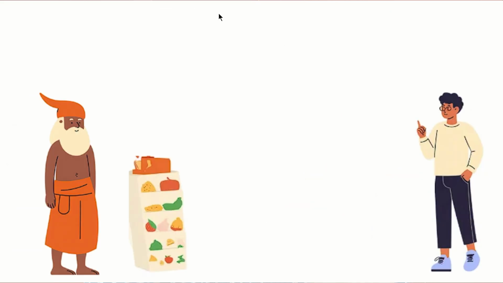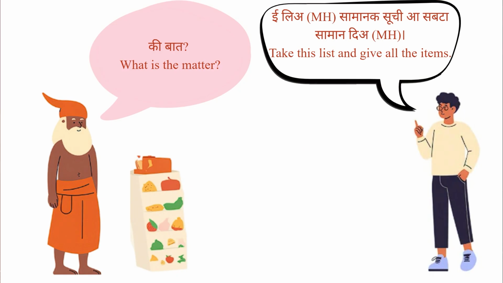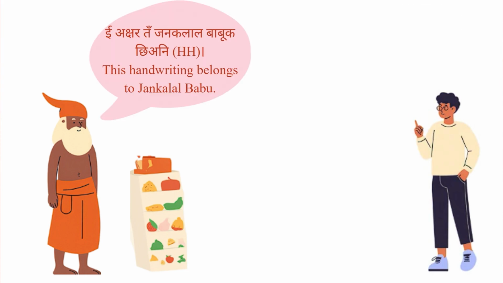Okay, then Kari Kaka comes, and the conversation goes on. Kaka asks, "Ki baat?" What is the matter? The boy says, "E list samanak suchi, saman diya." Take this list and give me all the items. Again, he is referring to the list as E because it's in his hand, very near to him. "E akshar Janak Lal Babu ke chhain." This handwriting belongs to Janak Lal Babu. Again, notice the E here, which is used to refer to the handwriting, akshar.